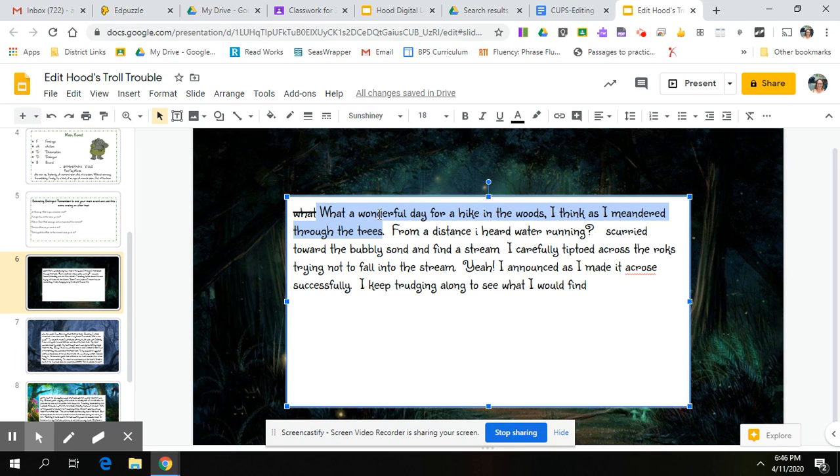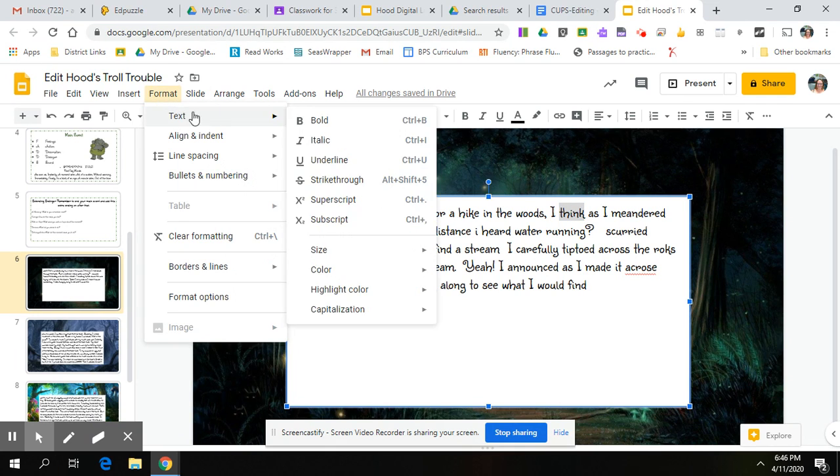I'm looking for spelling mistakes. I don't see any spelling mistakes. But there's this part right here. Listen to this: What a wonderful day for a hike in the woods, I think, as I meandered. Meandered has an ED, so they're telling me this happened in the past. I don't know if they should use the word think here, because if I'm thinking, that's happening now. So that's called a usage mistake.